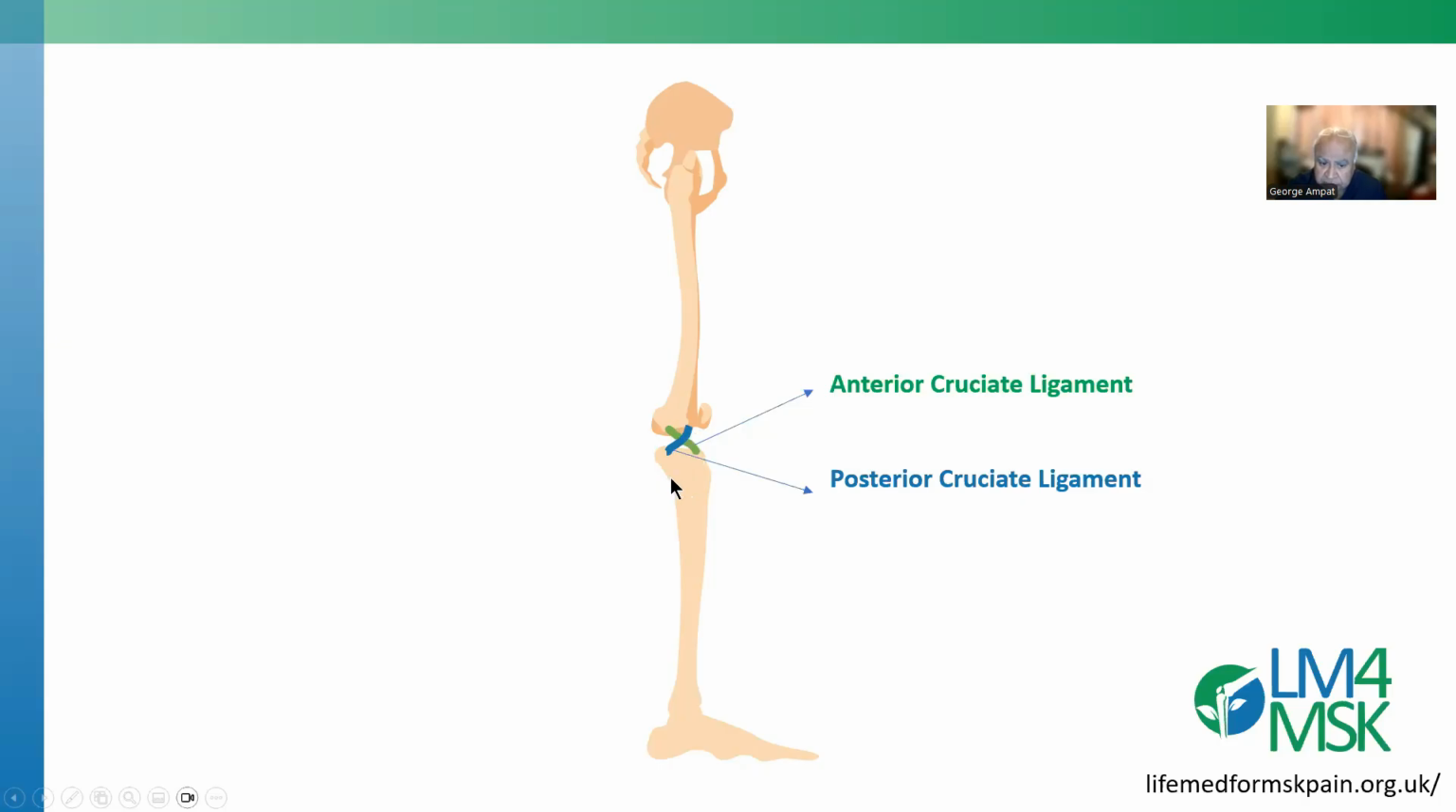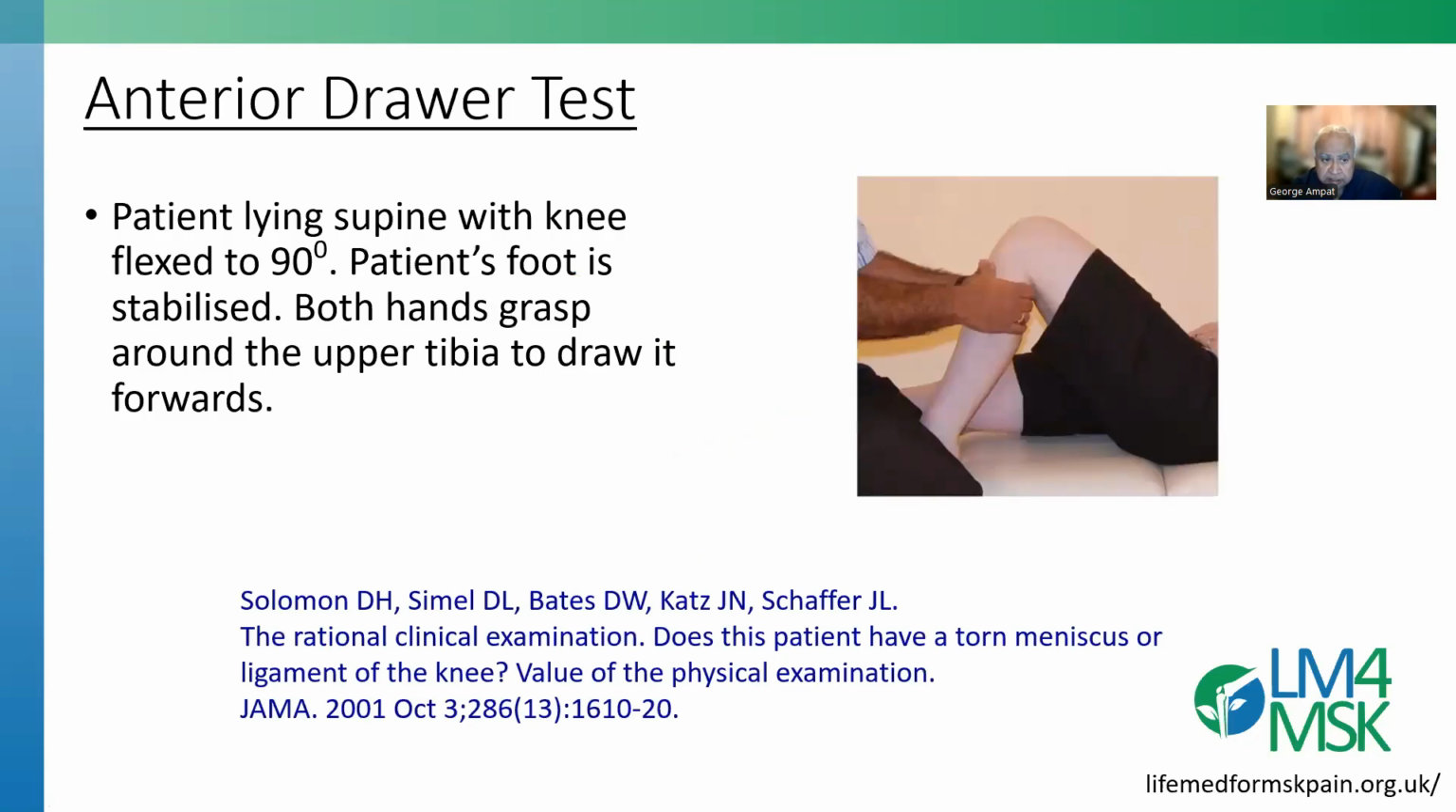So the anterior cruciate prevents the tibia from going forward, and the posterior cruciate prevents the tibia from going backwards. So if the anterior cruciate ligament is damaged, you can see the shin bone will come forward. That is the anterior cruciate, anterior draw test is positive.